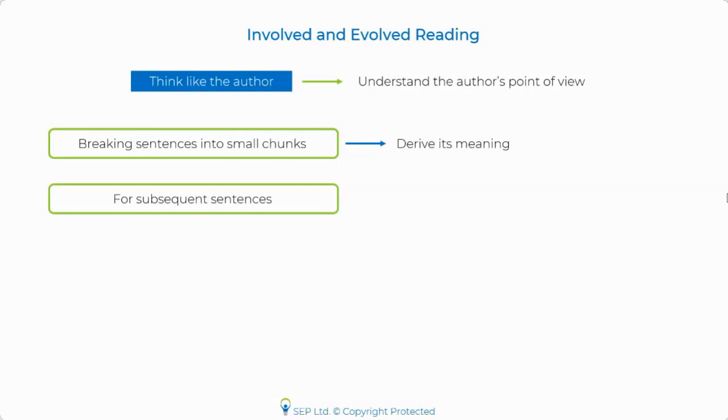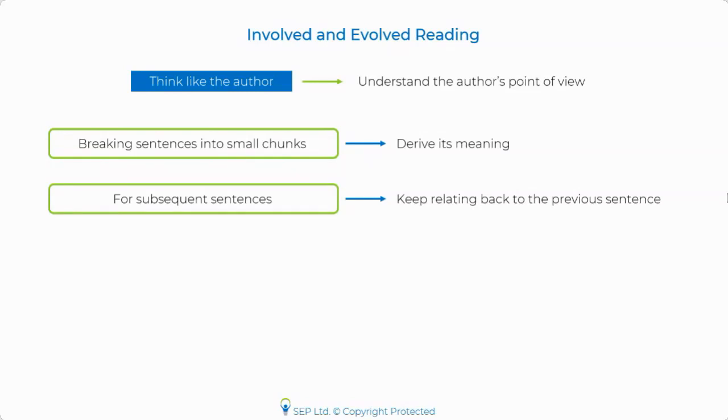So you do this for the single sentence itself. Then for the subsequent sentences, you do the same thing. You break the sentence and read. But what you also additionally do is you keep relating back to the previous sentence to understand the structure. So for example, if the first sentence was the author's point of view, then the second sentence might be a supporting reason. The third sentence might be another supporting reason. The fourth sentence could be a further conclusion that the author is driving.